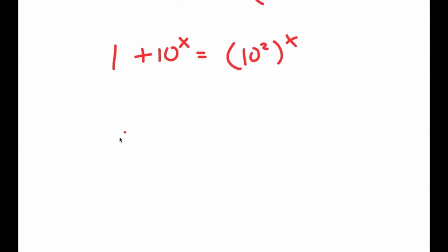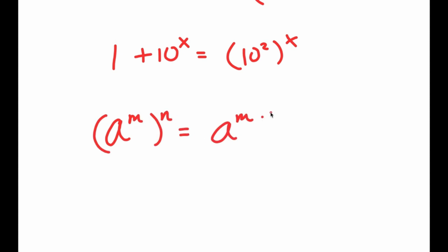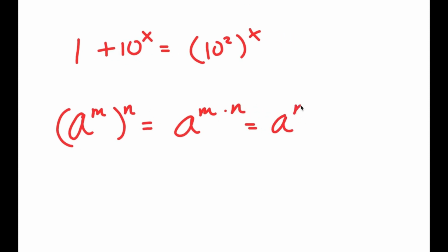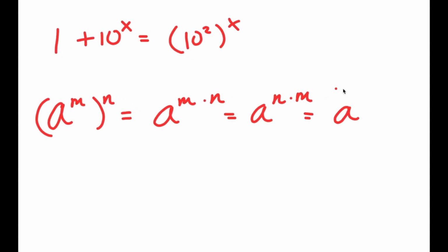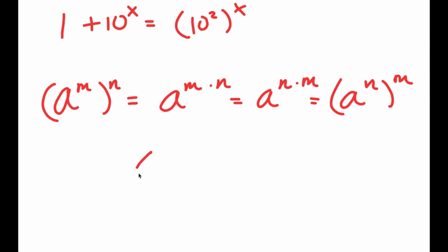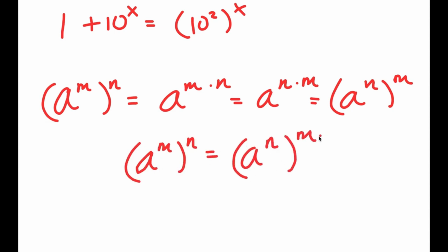Now from here, if I have something in the form a to the power of m to the power of n, this is equal to a to the power of m times n. And a to the power of m times n is the same thing as a to the power of n times m. Well, if these two are the same, and a to the power of m times n is equal to a to the power of m to the power of n, this should mean that a to the power of n times m is equal to a to the power of n to the power of m. So in simpler terms, a to the power of m to the power of n is equal to a to the power of n to the power of m.